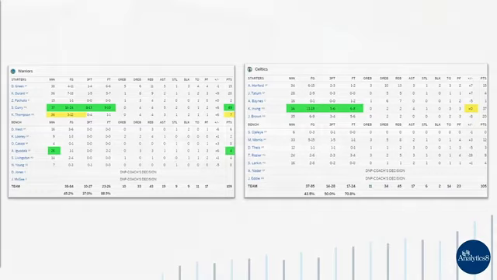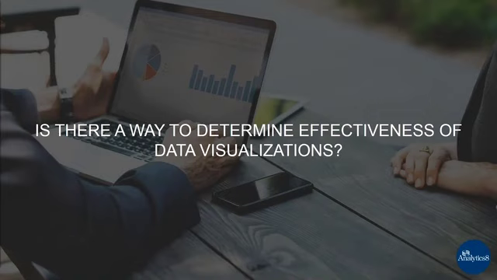Let's dive deeper into the data visualizations themselves now. So the question to ask here is, is there a way to determine effectiveness of data visualizations? Or is it merely subjective opinion for which charts are better than others? It's kind of a timeless question for data viz. Well, I think we need to frame the debate here first, though.